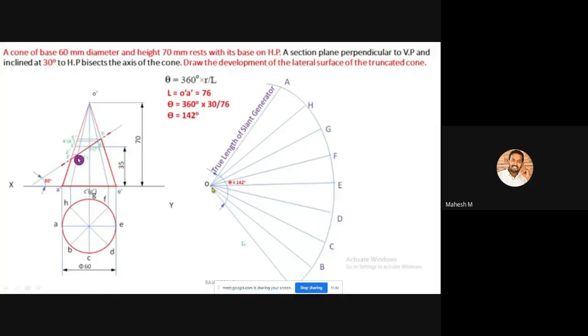So 2 dash, where will it be? It is on the line called O to B. And 8 dash, where will it be? On the line called O to H. So you can measure the distance of O dash to 2 dash.